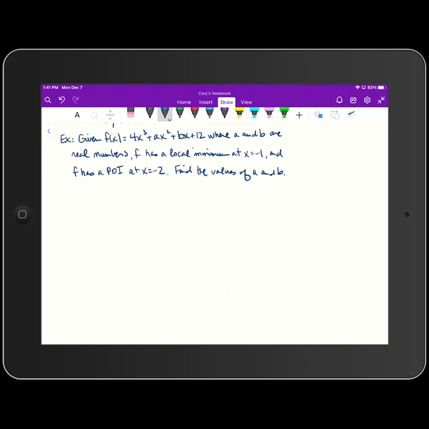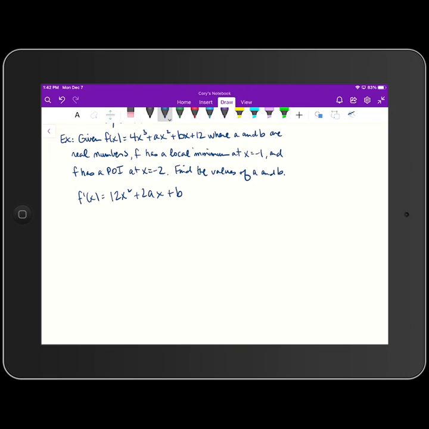So if we're finding the values of a and b, this probably tells us that this is ultimately going to break down into solving a system of equations. We're told that f has a local minimum at -1. I'm going to find f prime. So f prime is going to be 12x squared plus 2ax plus b.